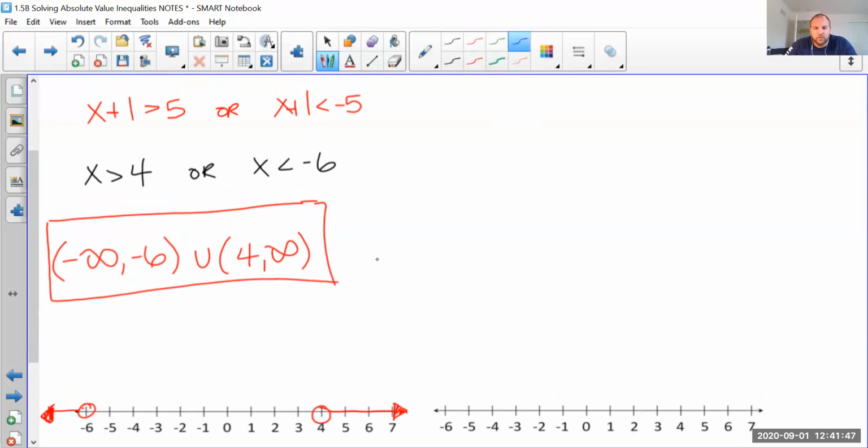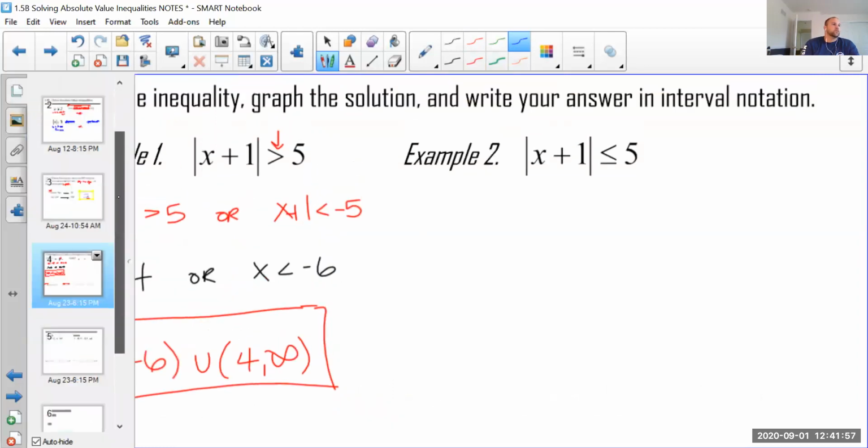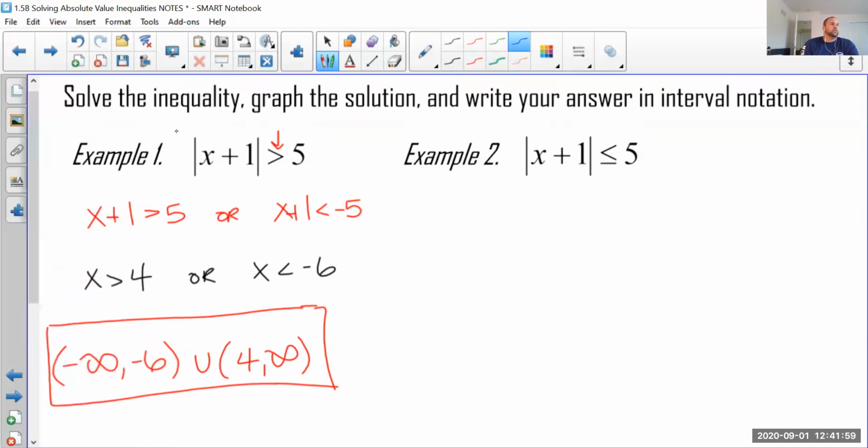Questions? Let's look at the next example. Actually, I want you guys to try this example on your own. So go ahead and try example 2 on your own, and then I'll work it out.